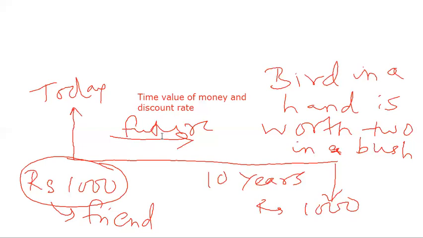So what is the concept of time value of money? Time value of money tells you that the value of money available today is much more than the value of the same quantity of money which you are going to receive in the future. And how do you account for this time value of money in the calculations? By putting in a discount rate.